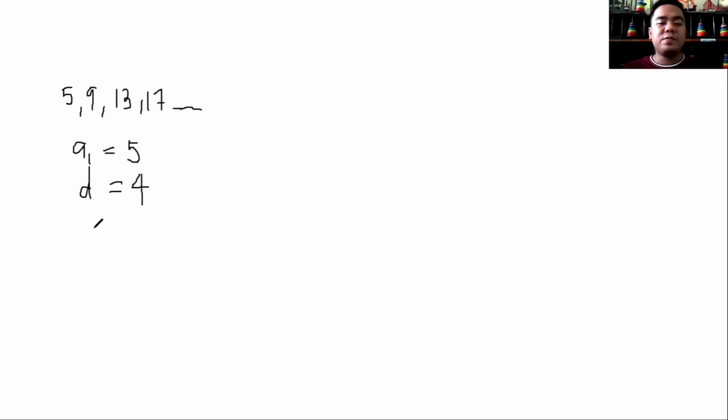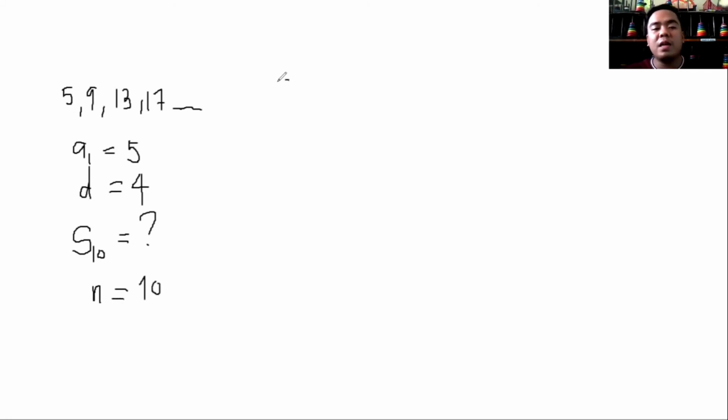Okay? Then you need to find the sum of the first 10 terms. So you have S of 10, because we need to find the sum of the first 10 terms. So S of 10 is equal to a question mark. You already know that your n is 10, because 10 is the number of terms in the sum we are finding.